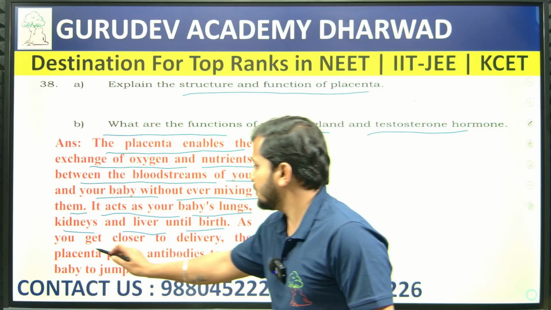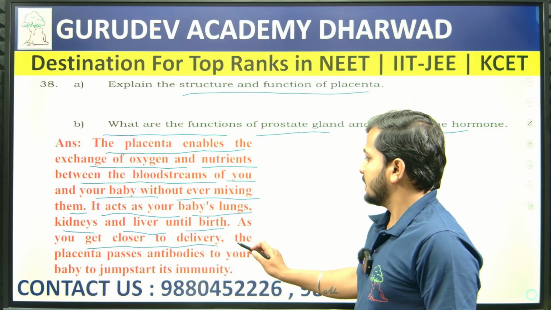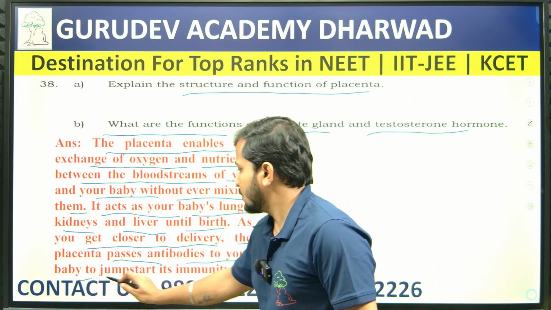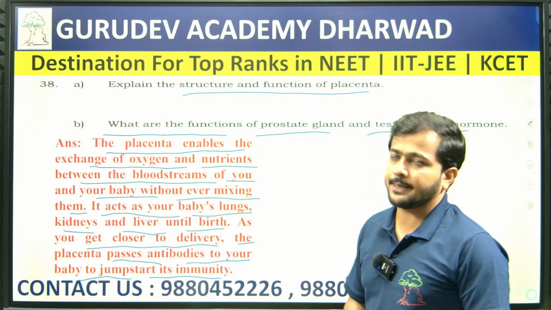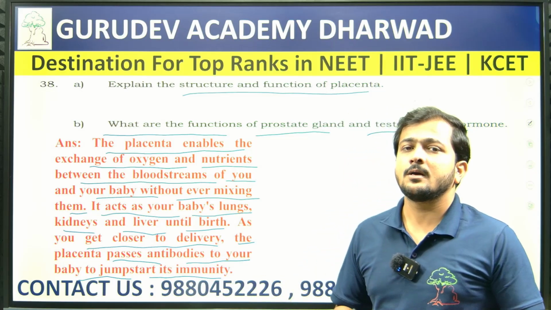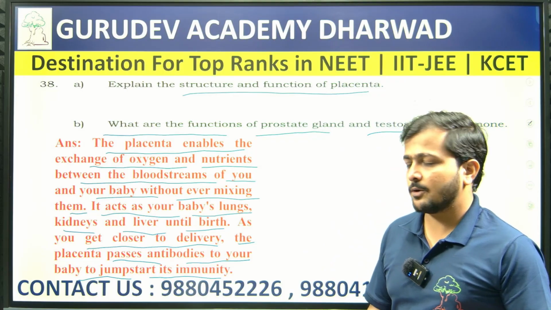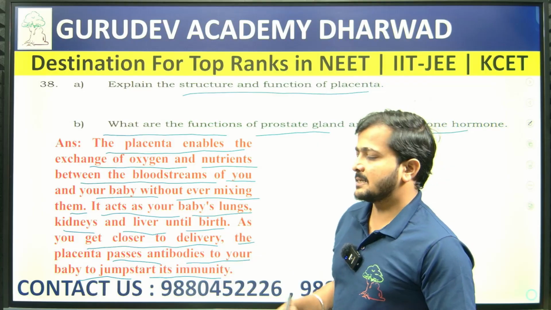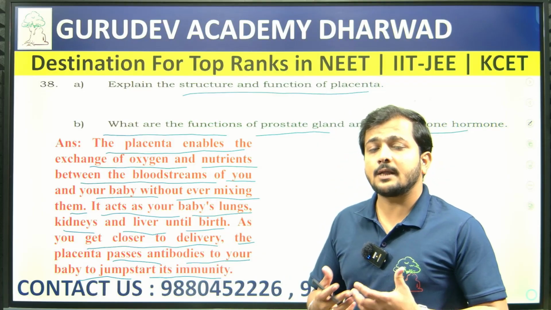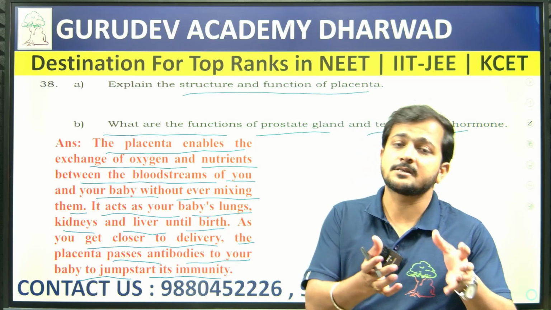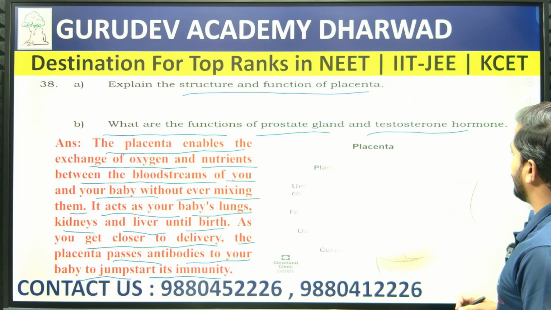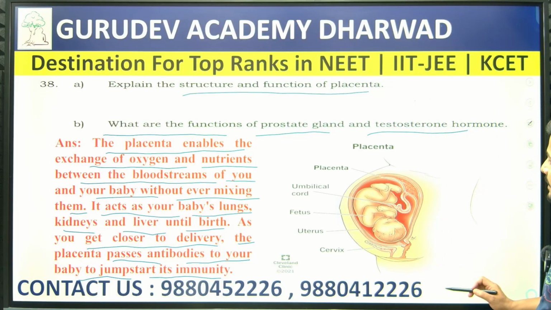Then as you get closer to delivery, the placenta passes antibodies to your baby to jump start its immunity. So during the delivery, or parturition, the placenta passes on antibodies so that the baby can resist the external environmental conditions. This is overall the structure of the placenta.